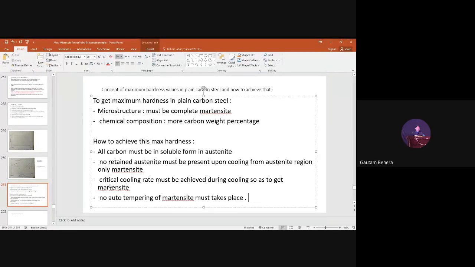Brittleness decreases. Okay. What happens to the strength and hardness values? They decrease to some extent, but still it's good. Okay, fine. Yes, the hardness and strength also decrease, but ductility and toughness increase in the steel.